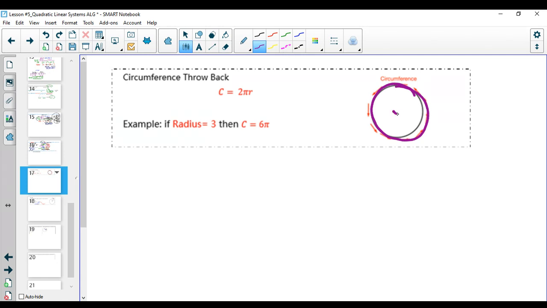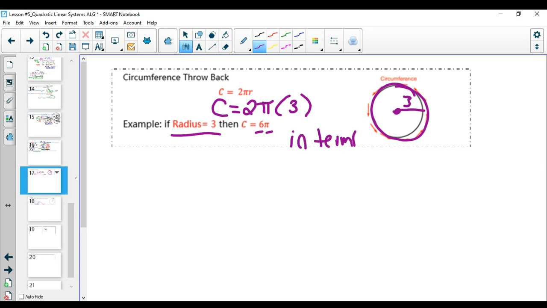So if I gave you a radius and say the radius was 3, you would plug in 3 into the r, which is the radius. You would get 2 times 3, which is 6, and bring down your pi. Now you could say 6 pi if they said leave it in terms of pi. Or if they said to the nearest 100th or nearest 10th, you would put 6 times pi in the calculator, and you would get 18.8. And that's about 18.8.